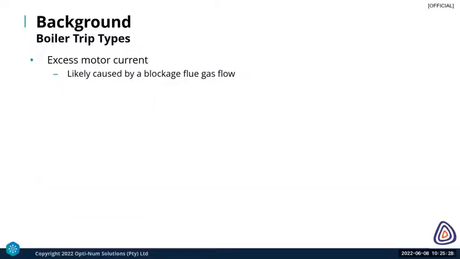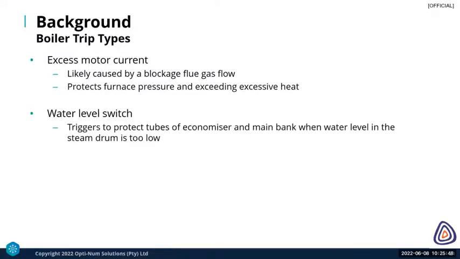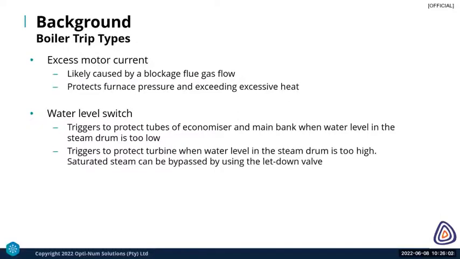In terms of boiler trip types that occur, one possible cause of a boiler trip is excess motor current. That's likely caused by a blockage in the flue gas flow. This trip is designed to protect the furnace pressure and also to protect against excessive heat inside the boiler. There's also a water level switch. This triggers to protect the tubes of the economizer and the main bank when the water level in the steam drum is too low. And we'll take a look at what that looks like.